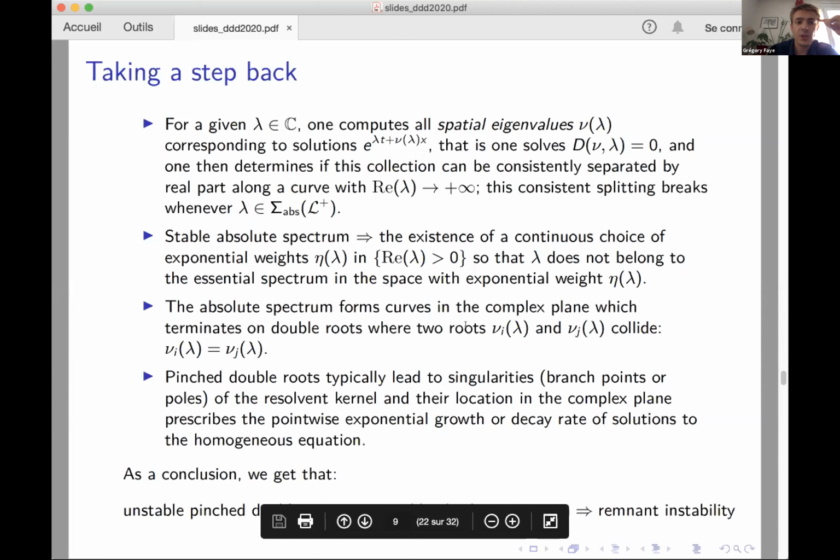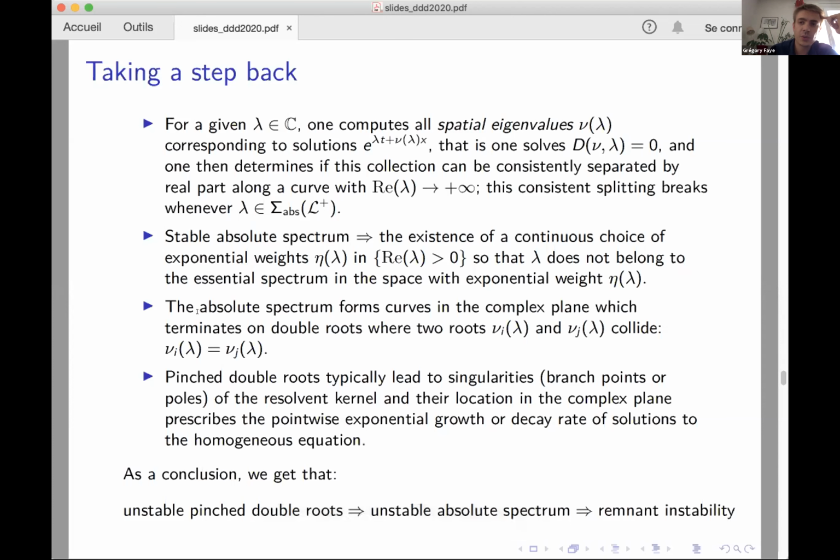I was talking about double roots. I just want to mention that the absolute spectrum forms curves in the complex plane that terminate in double roots. So this is why double roots play an important role. And when they're pinched, typically they lead to instabilities, either branch points or poles of the resultant kernel.